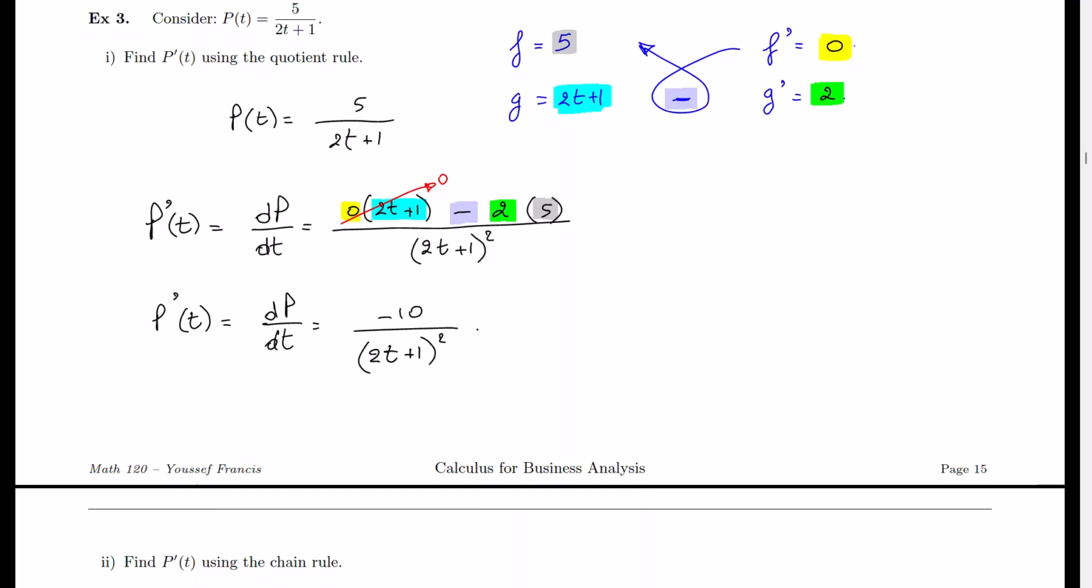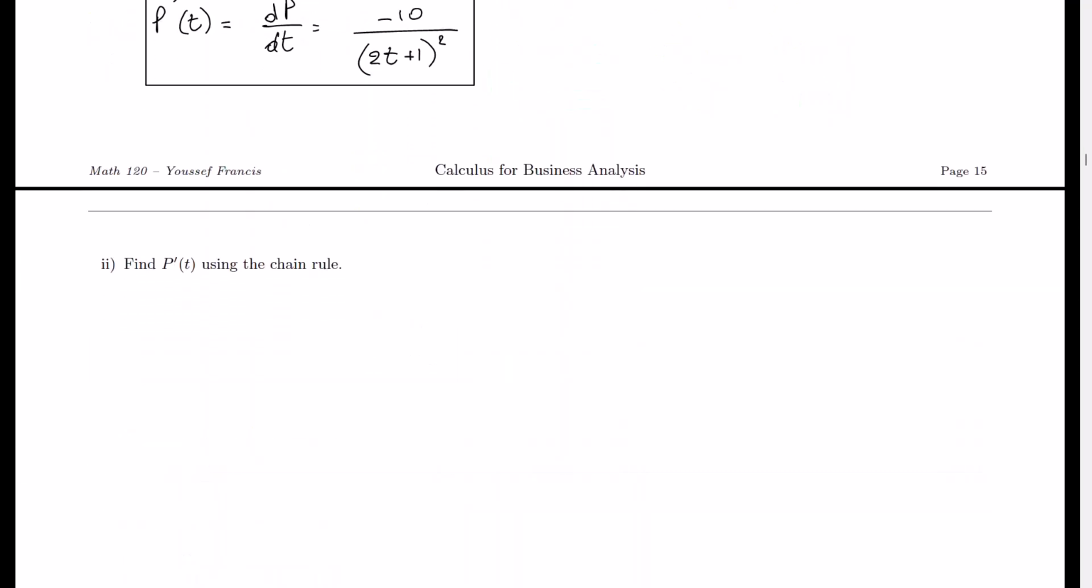So that is the derivative of the function p. And we just used the quotient rule to get it, but like we will see in a second, this is not the only way. There's other ways to do this particular problem. And so what I'm going to do next in part 2 of the problem is find the same answer, and we'll come back to it and check that it's the same answer using the chain rule.